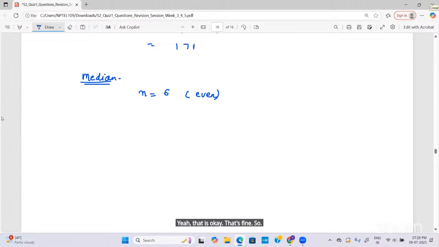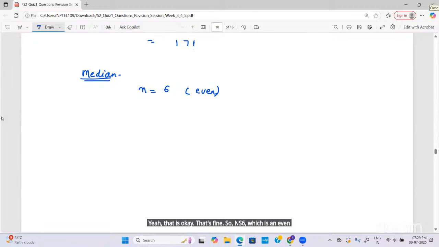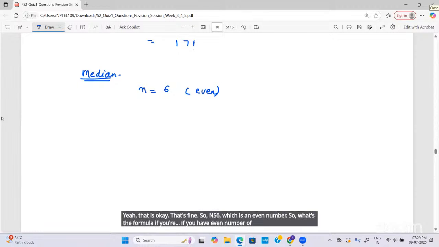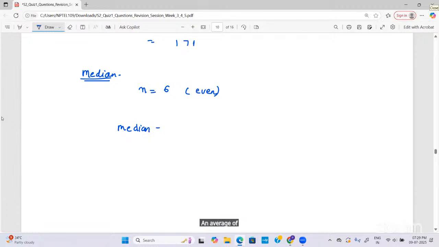So n is 6, which is an even number. What's the formula if you have an even number of observations in your data set? The average of the n by 2th observation and the n by 2 plus 1th observation, divided by 2.